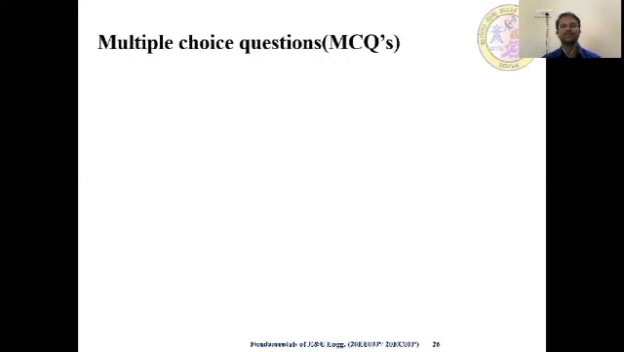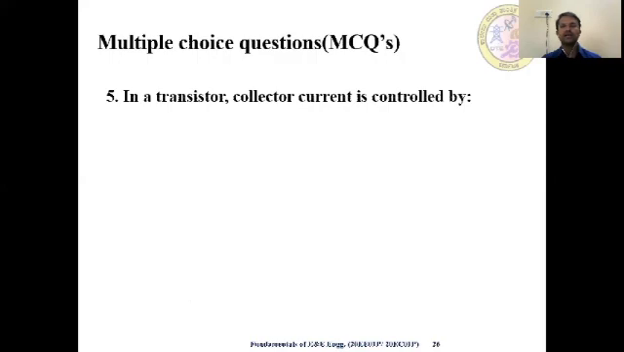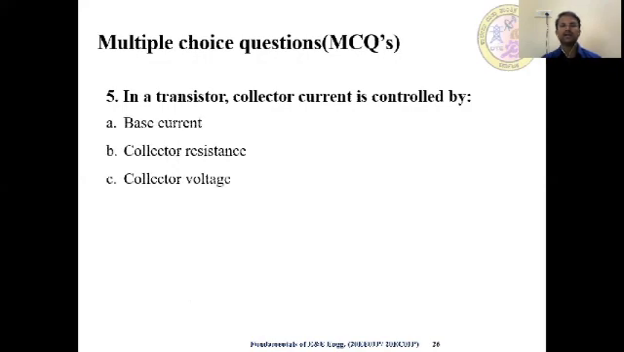Next question. In a transistor, collector current is controlled by dash, and the given options are base current, collector resistance, collector voltage, all of the above. And the correct option is A, that is base current. The transistor collector current, that is the output current, is controlled by the input current. Which is the input current in the transistor? It is base current.